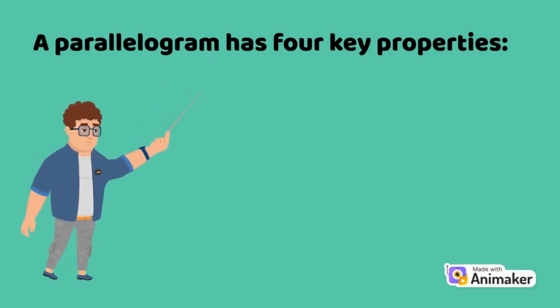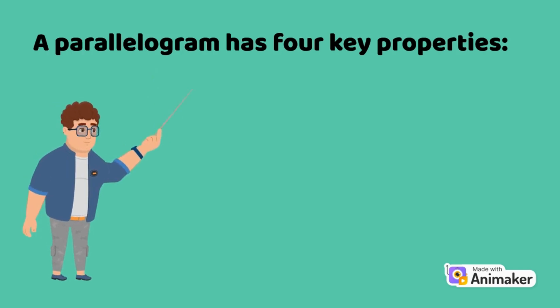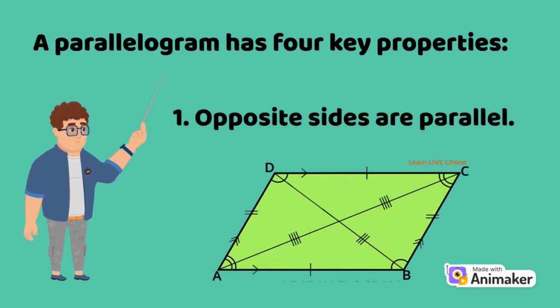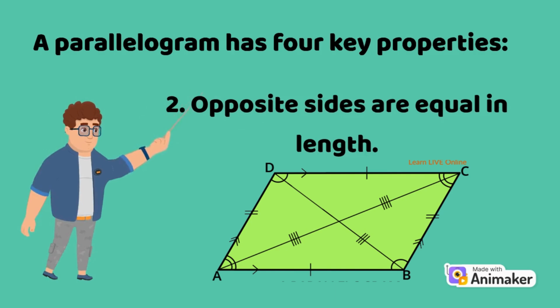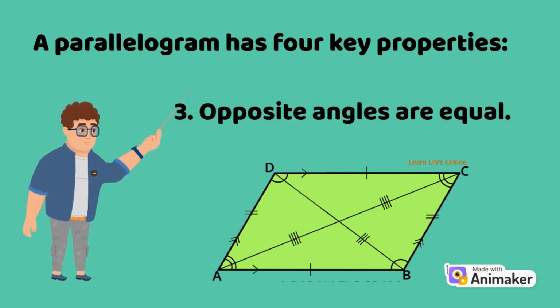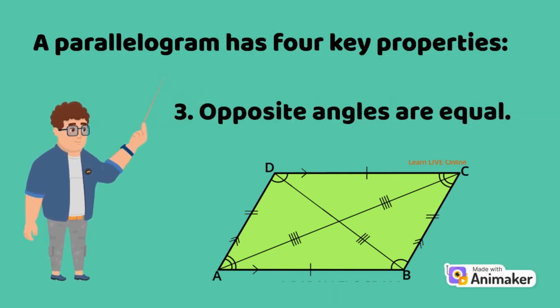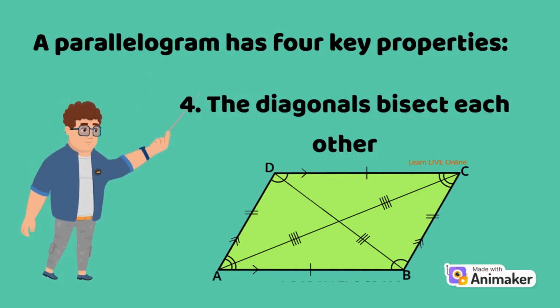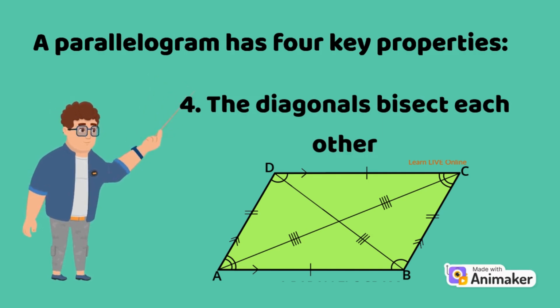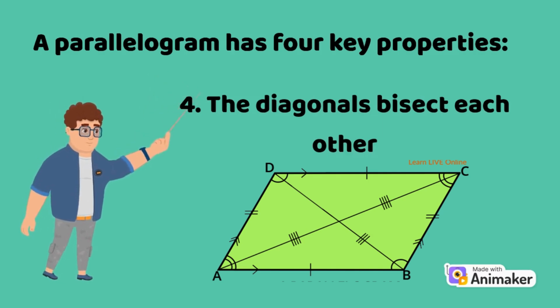Now, a parallelogram has four key properties. First, opposite sides are parallel. Second, opposite sides are equal in length. Third, opposite angles are equal. And fourth, the diagonals bisect each other, which means they cut each other in half right at the center.